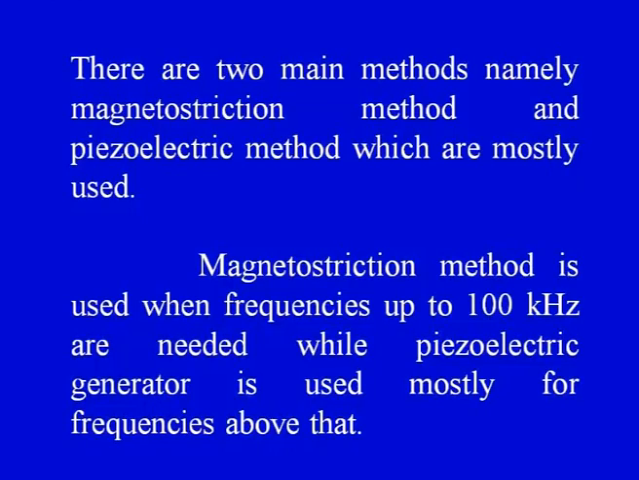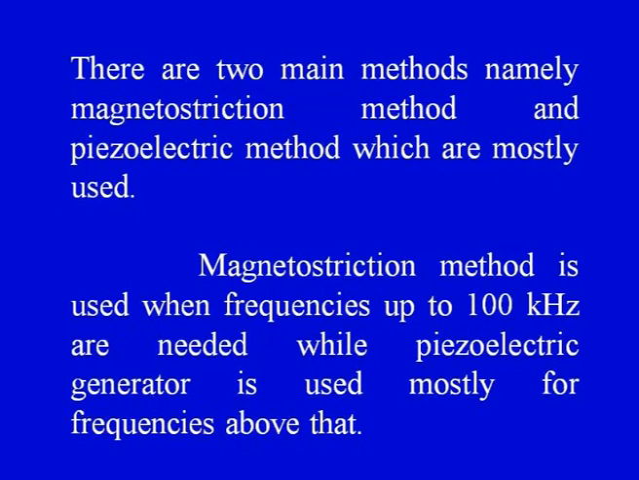Therefore, other methods are used for the production of ultrasonic waves. There are two main methods, namely the magnetostriction method and the piezoelectric method, which are mostly used. These methods fall under the general category of electromechanical methods. The magnetostriction method is used when frequencies up to 100 kilohertz are needed, while the piezoelectric generator is used mostly for frequencies above this limit of about 100 kilohertz.